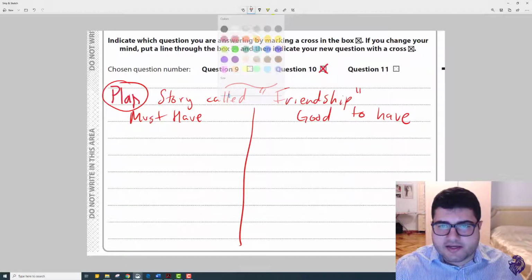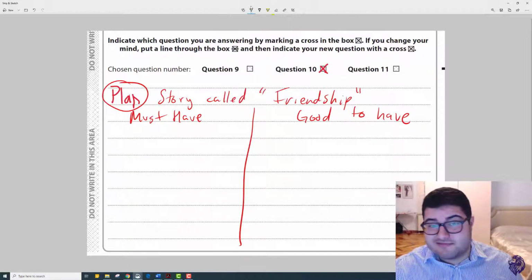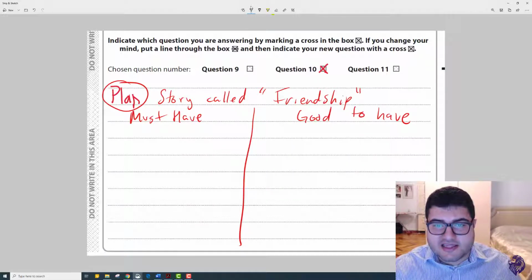Okay, I'm going to change my pen color. One, because I can. It's so easy to change your pen color. Why not two? So you can kind of see the difference.